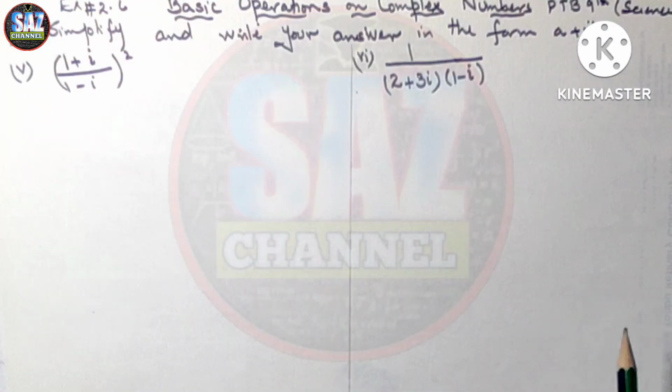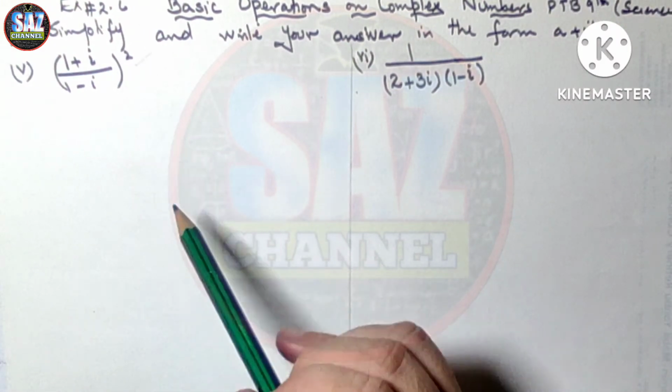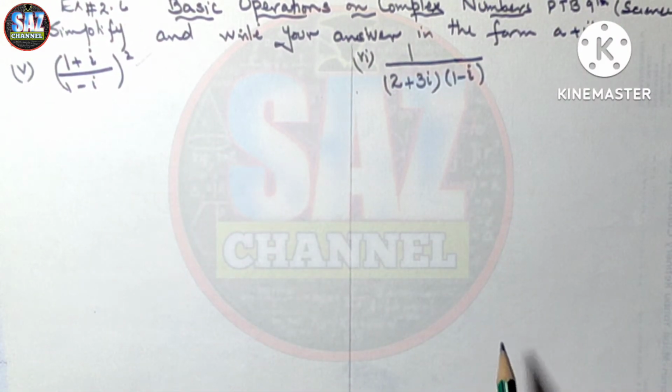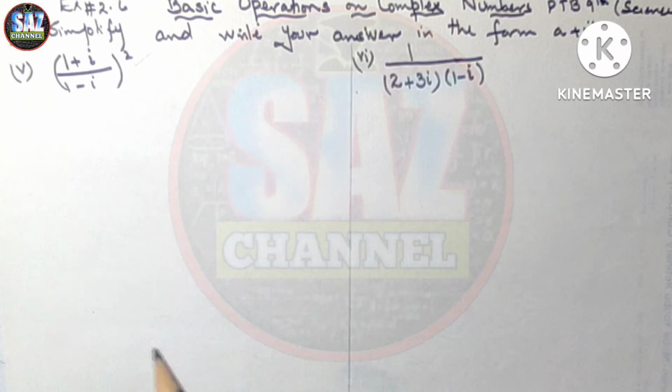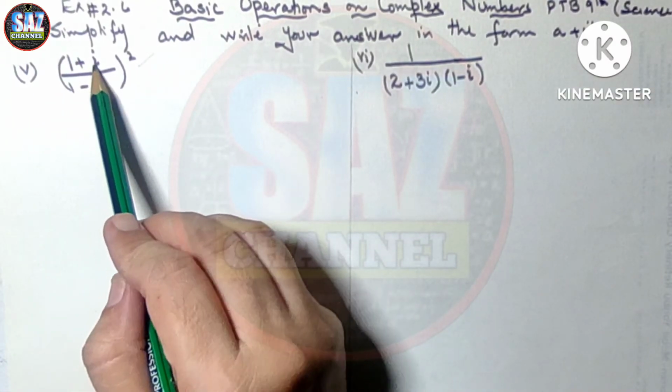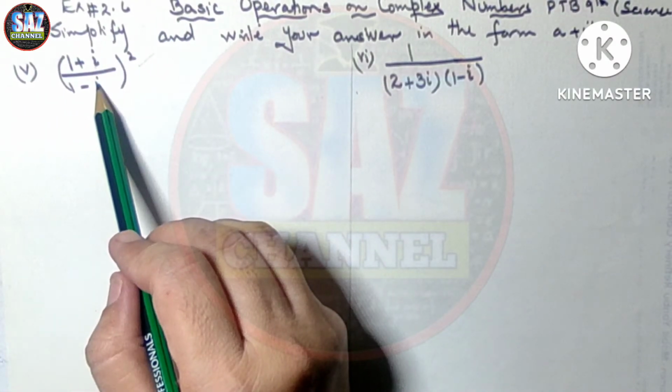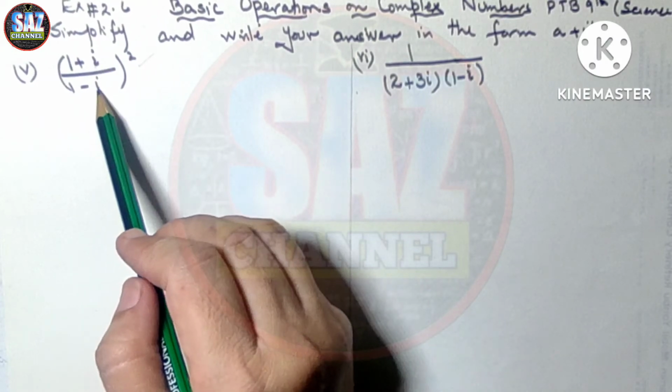Give your answer in the form of a standard complex number. Students, look at the numerator and denominator carefully: (1 + iota)/(1 - iota), and we have to take the whole square of that.